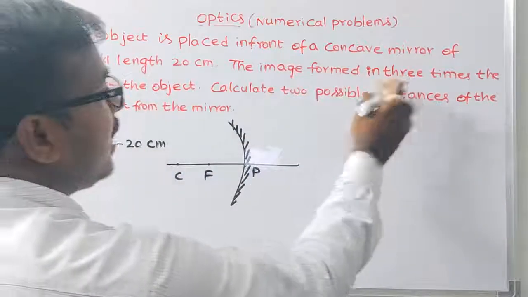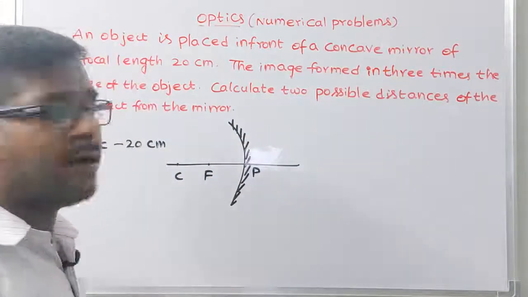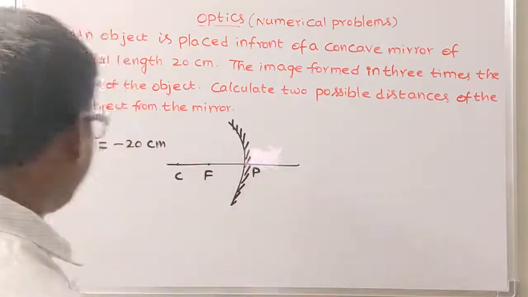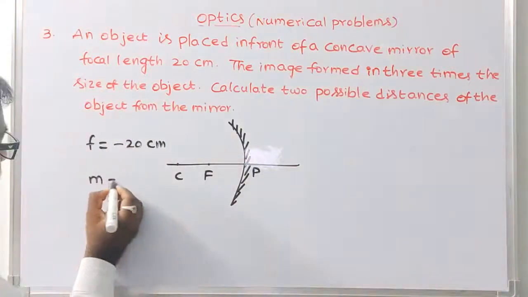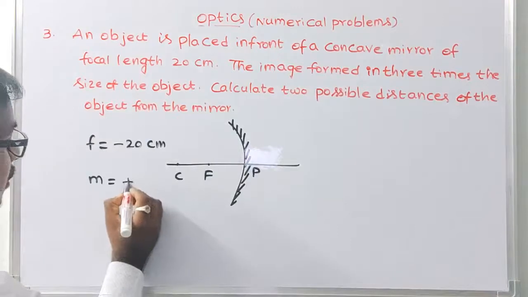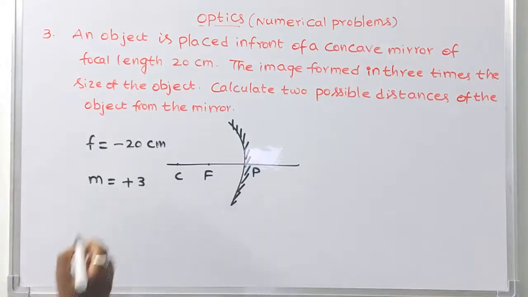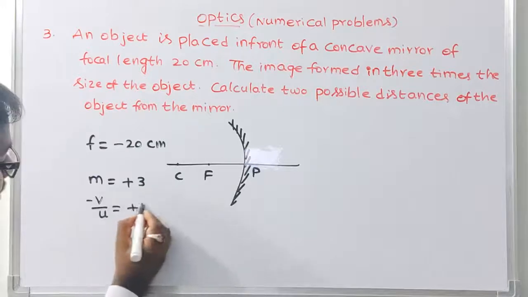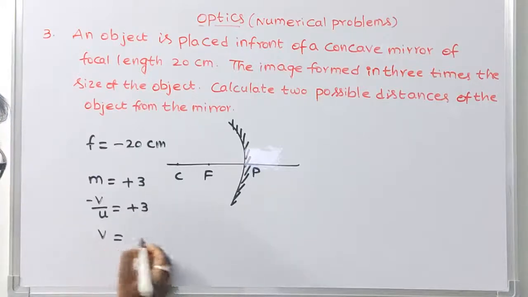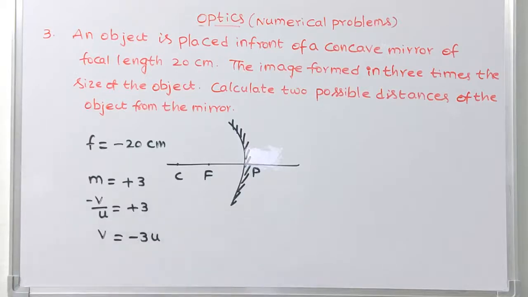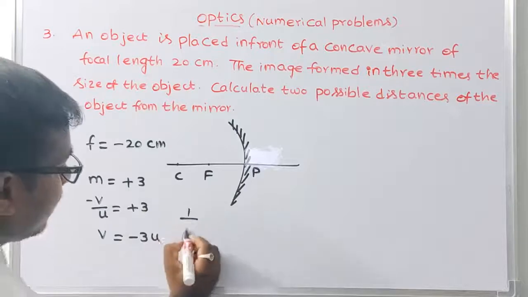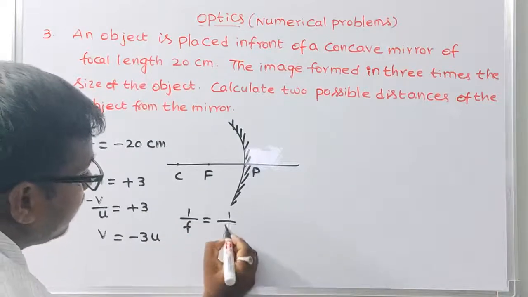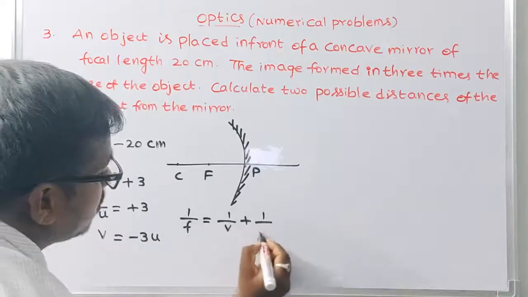The image formed is 3 times the size of the object. Okay, the magnification, first taking plus 3. Okay, v by u is equal to plus 3, then v is equal to minus 3u. Okay, by using the mirror formula, 1 by f is equal to 1 by v plus 1 by u.